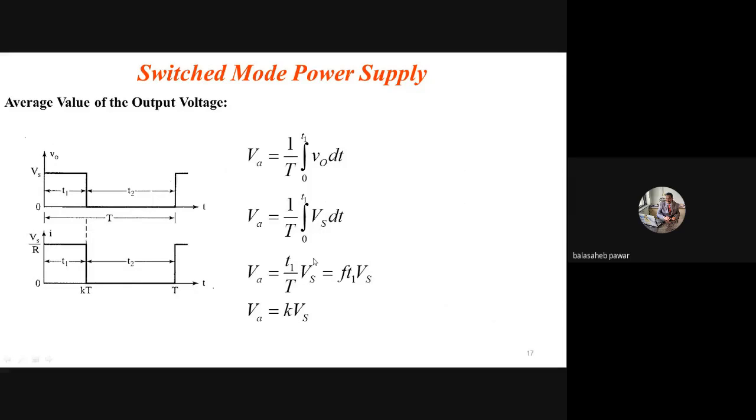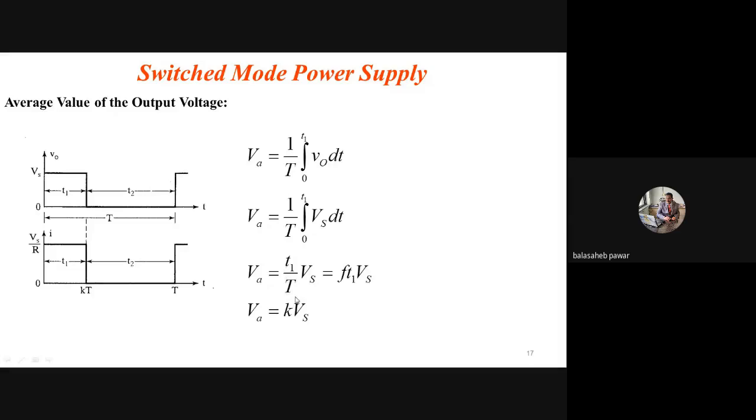So that capital T is nothing but T1 plus T2, or we can say T on plus T off, right? And yesterday I wrote that formula: capital D, the duty cycle, equals T on divided by T on plus T off, right? That T on is nothing but T1 over here, and T on plus T off is nothing but capital T, correct?